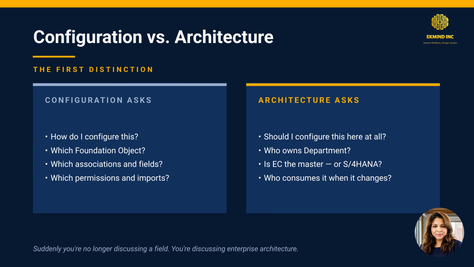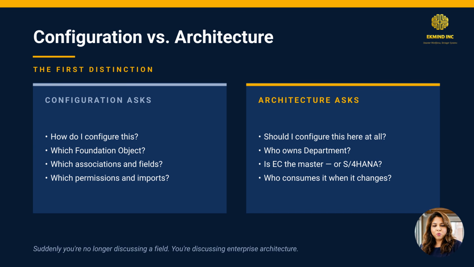Here's the first distinction: configuration answers, how do I configure this? Architecture answers, should I configure this here at all? That difference is huge. Imagine the business says, we need department in Employee Central. A configuration focused consultant may immediately start thinking about foundation objects, associations, fields, permissions, imports. But an architect starts somewhere else.